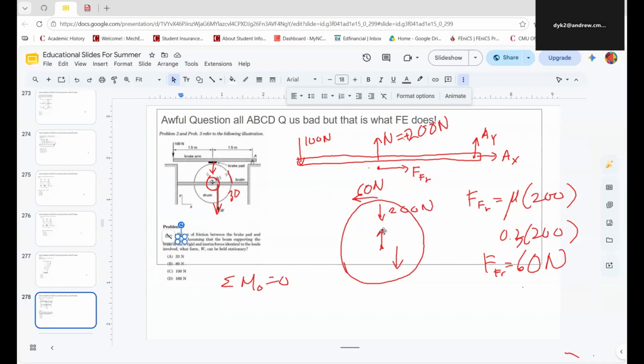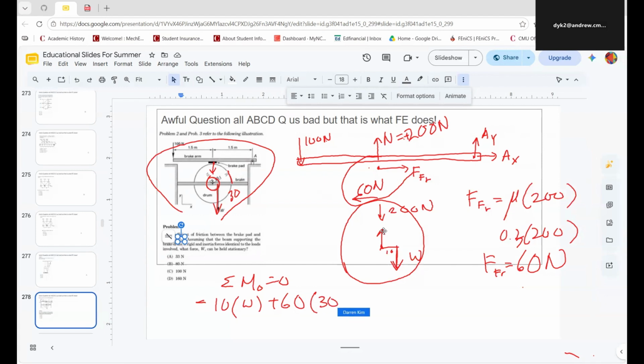And over here, we find that this weight is W, so this distance over here is 10, I believe. So we can do 10 multiplied by W, which is a negative, and then plus. Also, this is not really a true static question, but it is because of this effect here. You can treat this whole thing as one object. Anyway, plus 60 multiplied by 30, and then the 200 goes away, so equals 0.